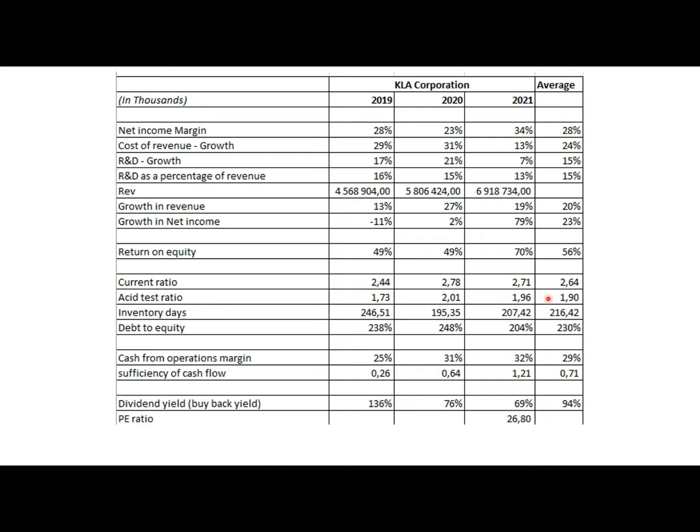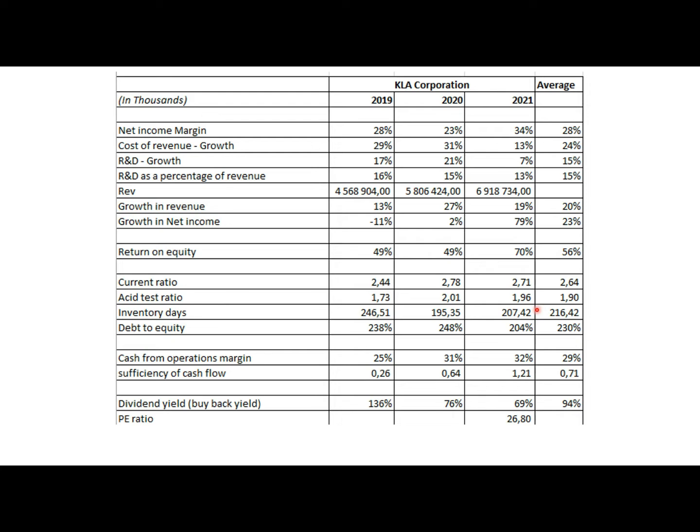The inventory days are by far above the industry average. The industry average is just over 160 days, and KLA on average is holding stock for 216 days.